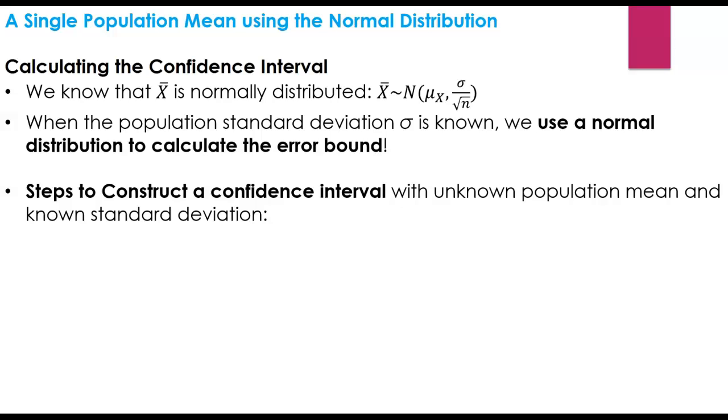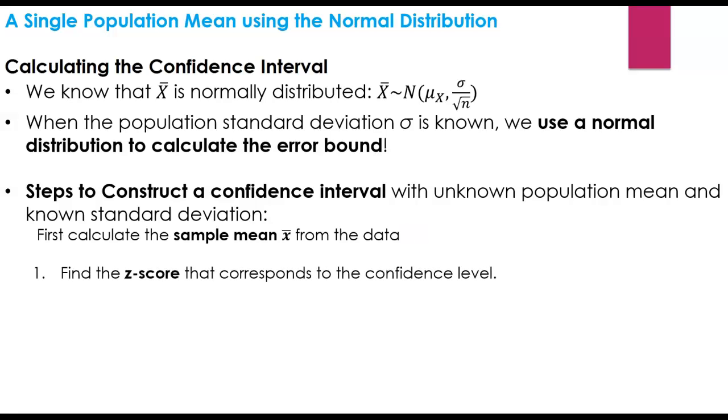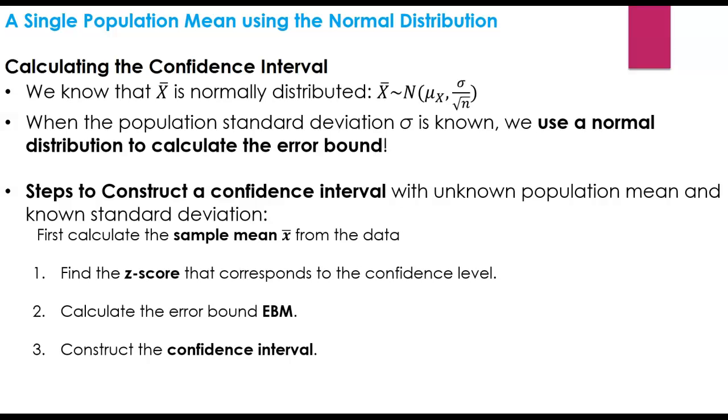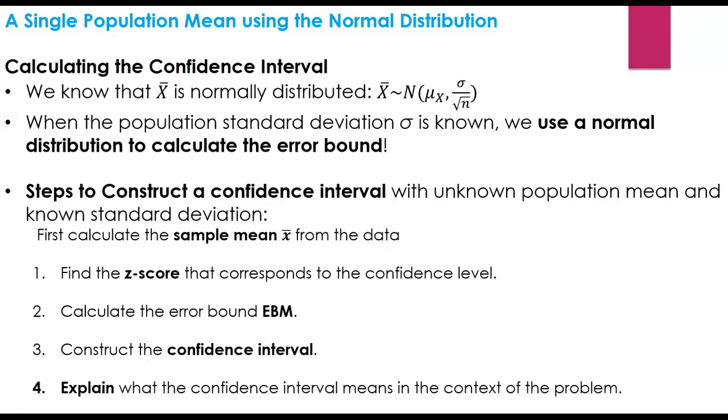The steps to construct a confidence interval with unknown population mean and known standard deviation are as follows. The first thing we have to do is calculate the sample mean from the data. You can do that by using the list function, a TI calculator, or a spreadsheet. Our first step is to find the z-score that corresponds to the confidence level. Our second step will be to calculate the error bound for the population mean. We will construct a confidence interval in the third step, and our fourth step is to explain what the confidence interval means in the context of the problem.